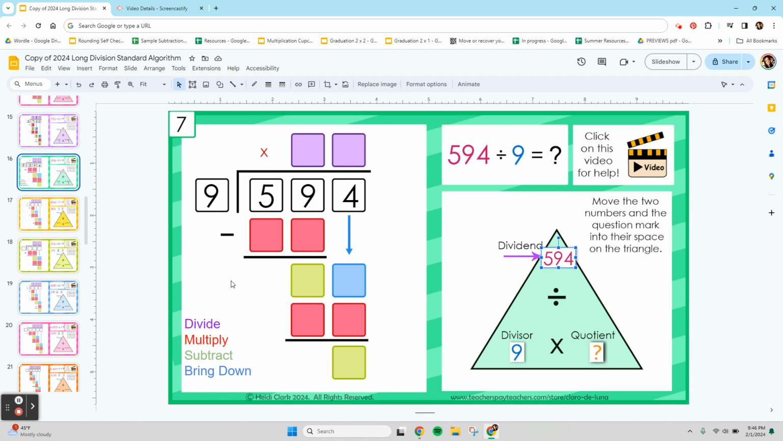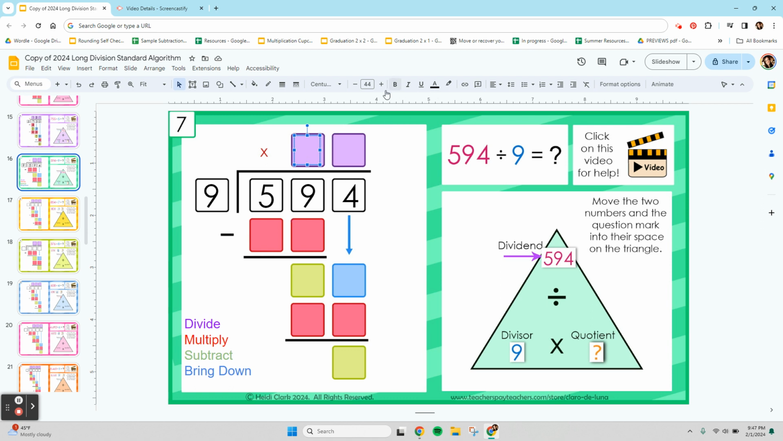I'm going to be using the standard algorithm. So divide, multiply, subtract, bring down, and it's color-coded purple, red, green, blue. So we're going to divide first. So normally you'd start with this digit here at the left and you do 5 divided by 9, or how many 9s fit into 5. But 5 is smaller than 9, so you can't do it. So we're really going to do 59 divided by 9. So we're saying how many 9s fit into 59.